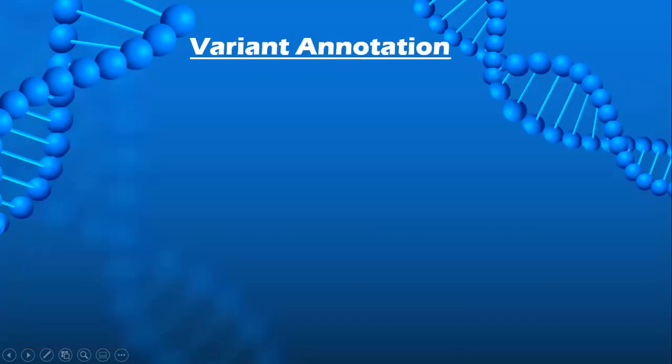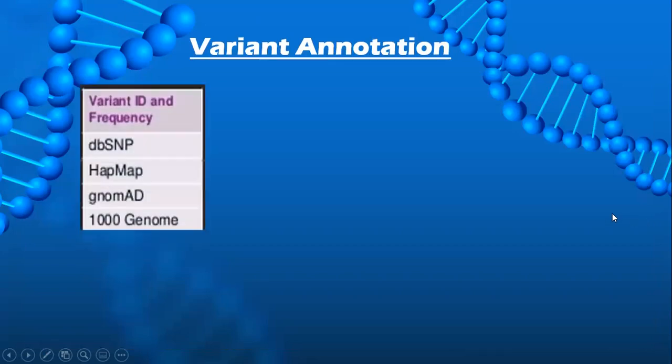So coming to variant annotation. Variant annotation is the process of assigning information to DNA variants. There may be different types of information that can be associated with variants. A commonly used resource are the databases, which contain the variants that have been already or previously described.